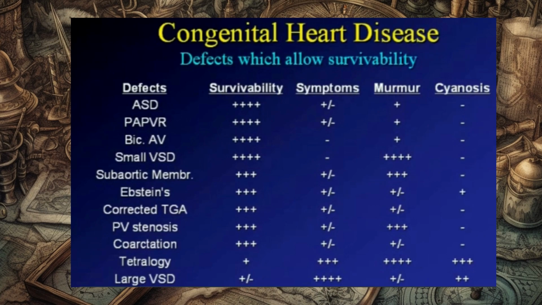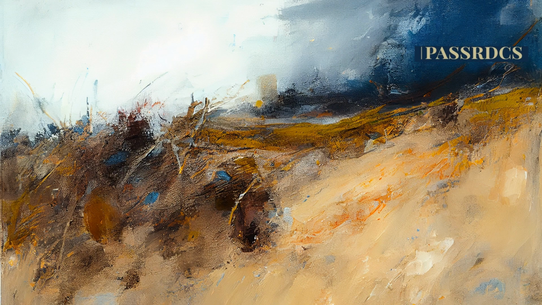just by the indication. Cyanosis, however, certainly those cyanotic lesions, those that have a fair amount of cyanosis, are going to be in the low survivability range. Patients with cyanotic defects are, generally speaking, not going to do quite as well.